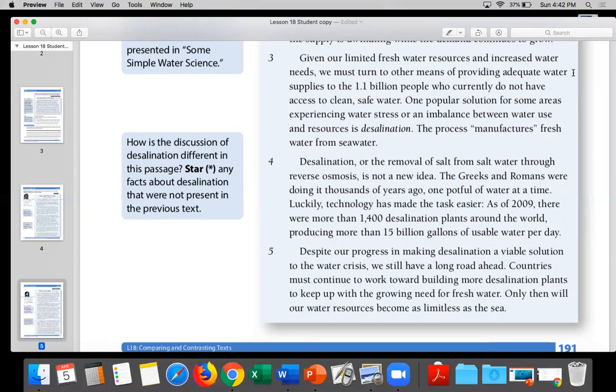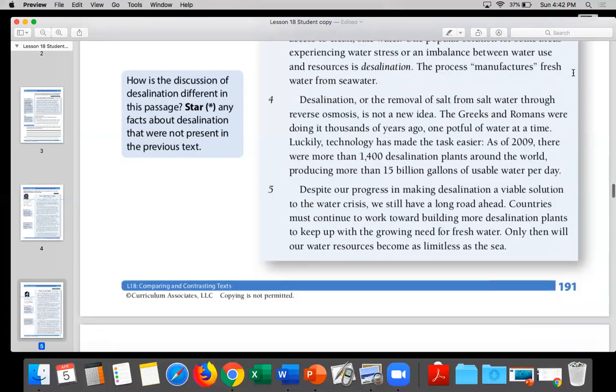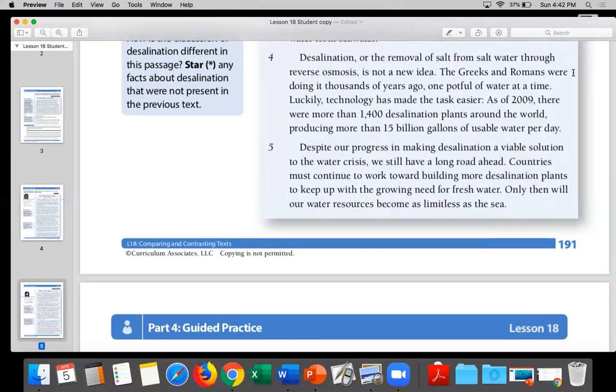One popular solution for some areas, including water stress or an imbalance between water use and resources, is desalination. The process manufactures fresh water from seawater. Desalination, or the removal of salt from salt water through reverse osmosis, is not a new idea. The Greeks and Romans were doing it thousands of years ago, one potful of water at a time. Luckily, technology has made the task easier. As of 2009, there were more than 1,400 desalination plants around the world, producing more than 15 billion gallons of usable water per day.